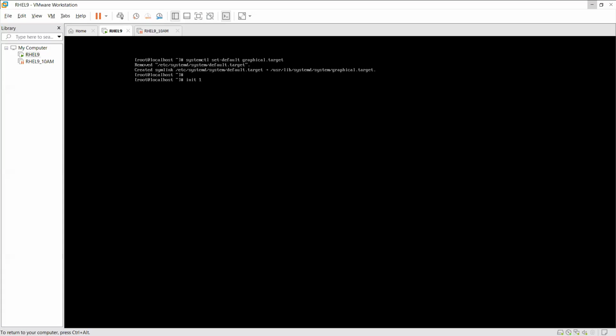So we have different modes in the Linux environment. Let me take, if I run init 6, what happens? Now the system has been rebooted.